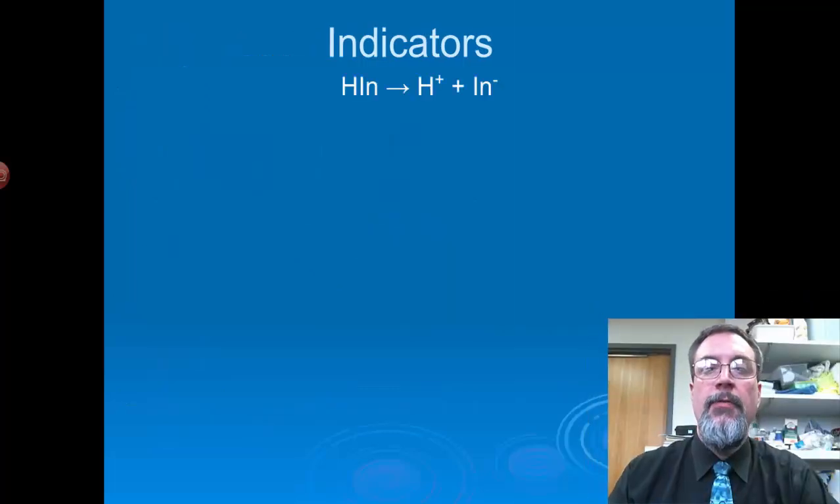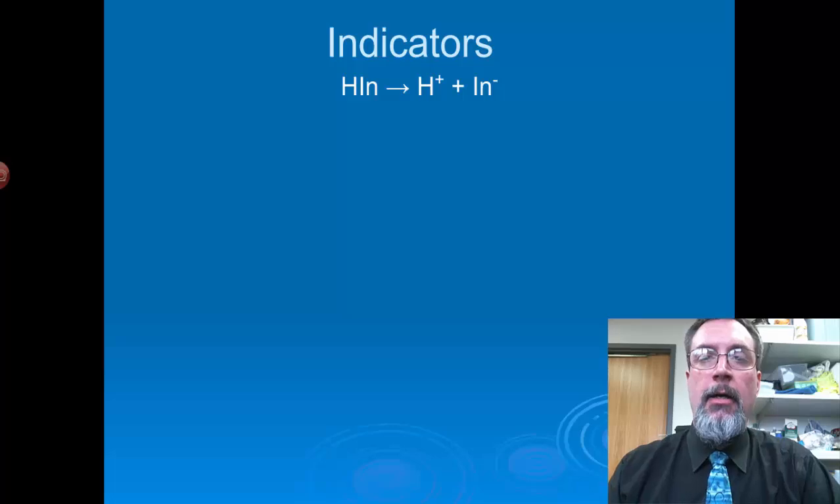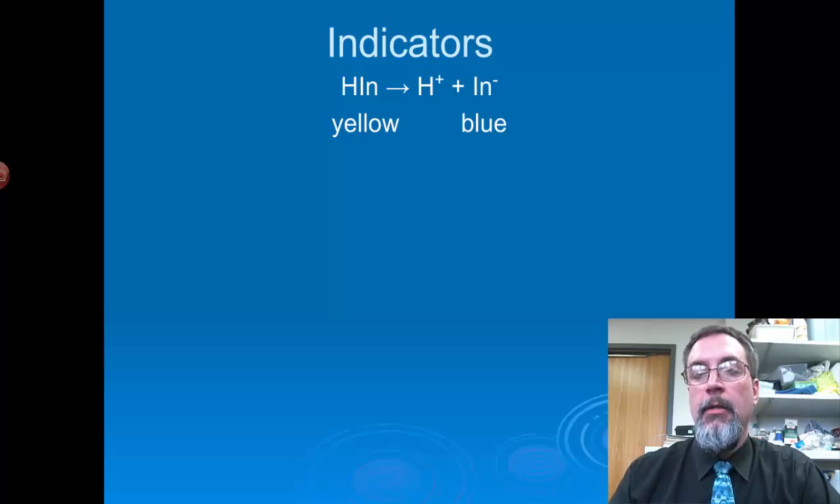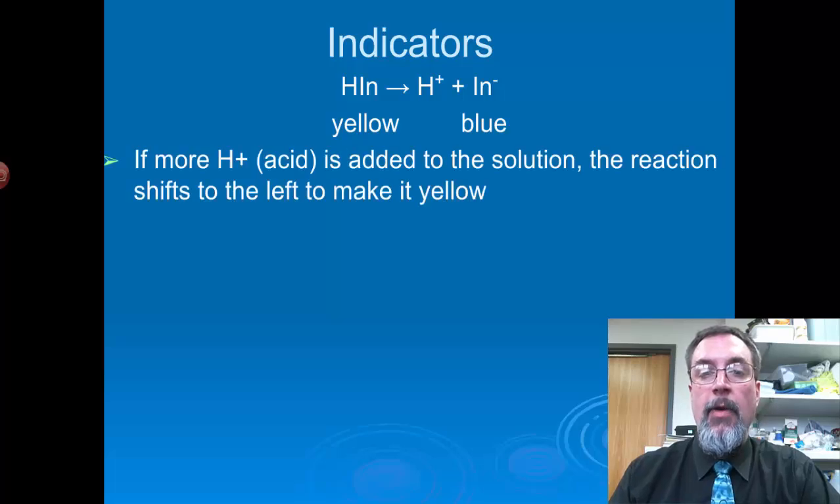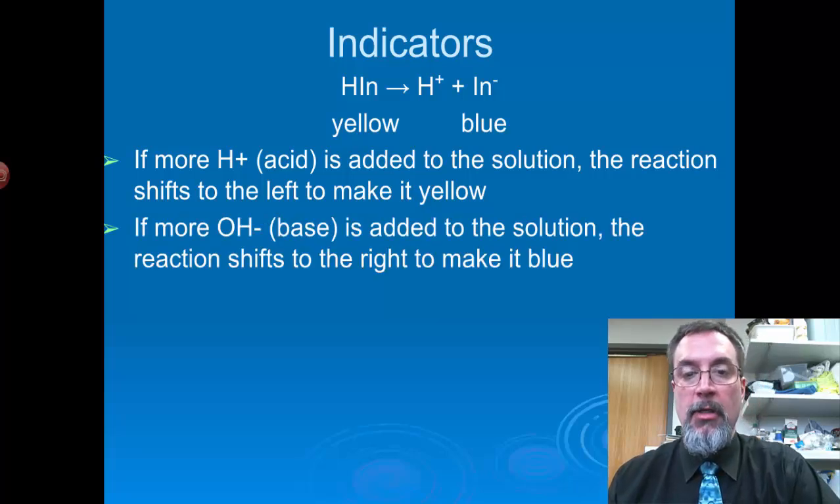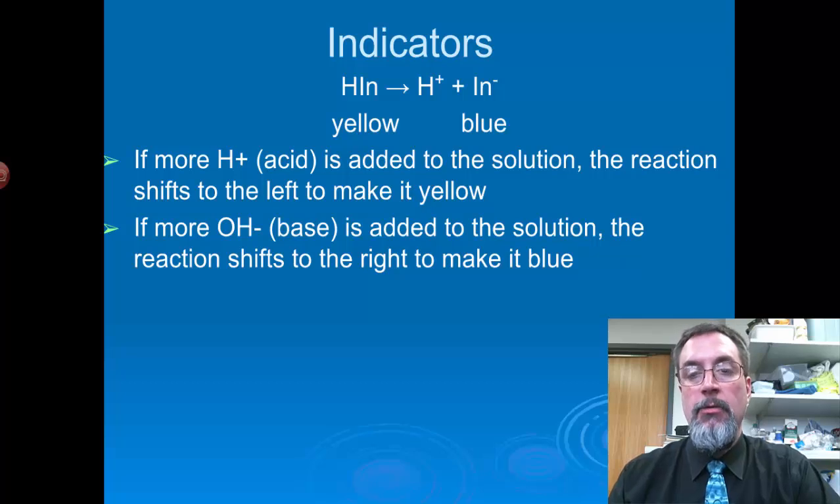Okay, a whole bunch of indicators. We usually refer to an indicator as IN, and then HIN is the acid form, and IN minus is the base form of that indicator. So for example, one of our indicators, the acidic form is yellow, and the basic form is blue. If you add H plus to the solution, it shifts the equilibrium back and makes it yellow. So in the acidic situation, the indicator will be yellow. If you add hydroxide, it shifts it over to the right, and that makes the solution blue.